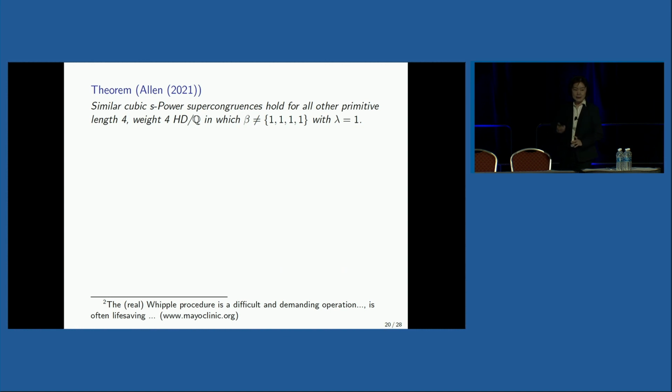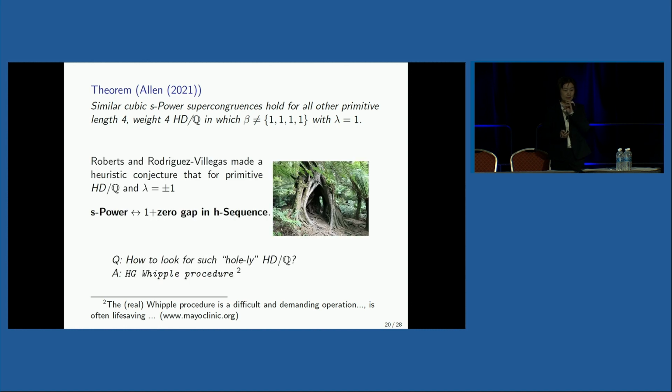Last year, Michael Allen, who is also in the audience, proved more intricate cases. He attained similar p to the 3 supercongruences for all other primitive lengths for weight 4 hypergeometric data, relaxing the condition that beta be all ones. So it's actually more subtle cases he handled. I'm not going to go through all the details.